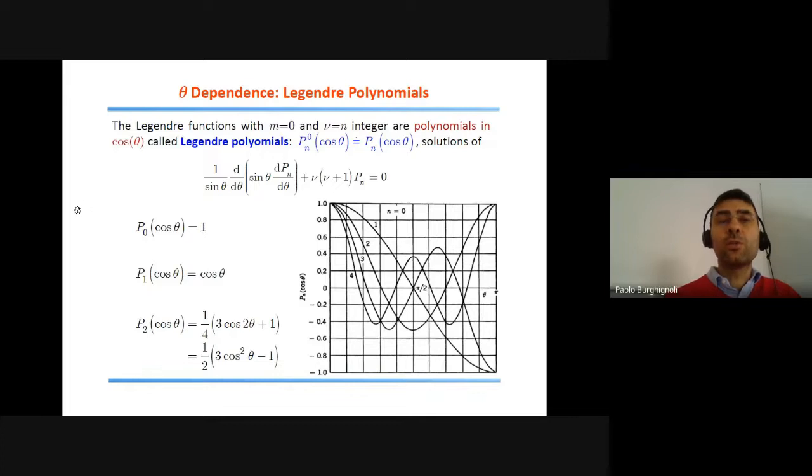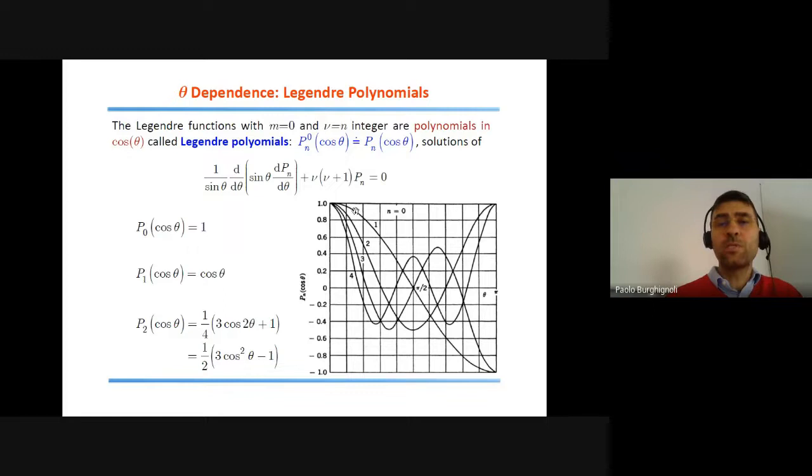Here is an illustration of the Legendre functions, in the particular case where the lower index, nu, is equal to an integer, n. In this particular case, the associated Legendre functions are simply polynomials in the cosine of theta. They are called Legendre polynomials, and they satisfy this simplified version of the Legendre differential equation. Here in the plot on the right, you can see the representation of the first few Legendre polynomials.